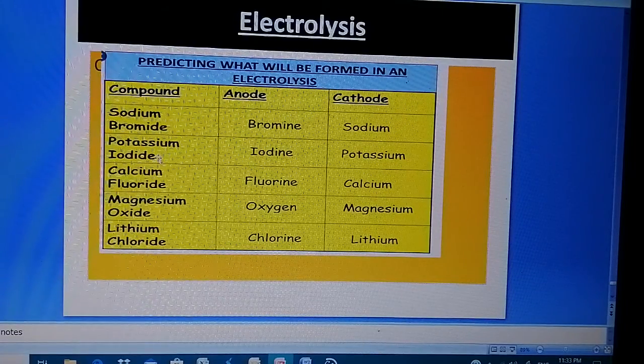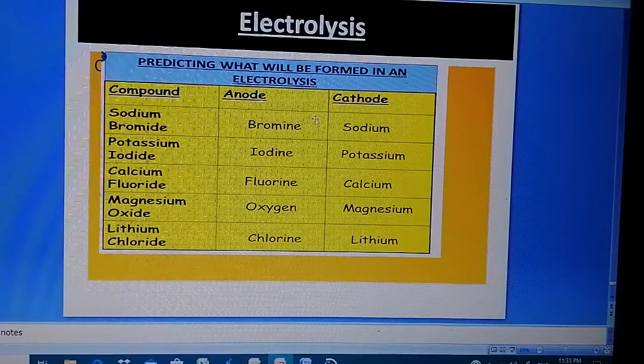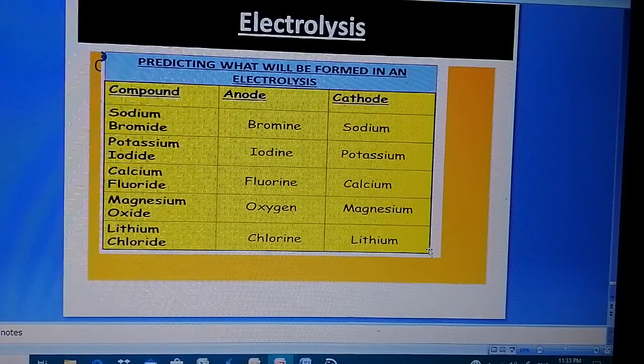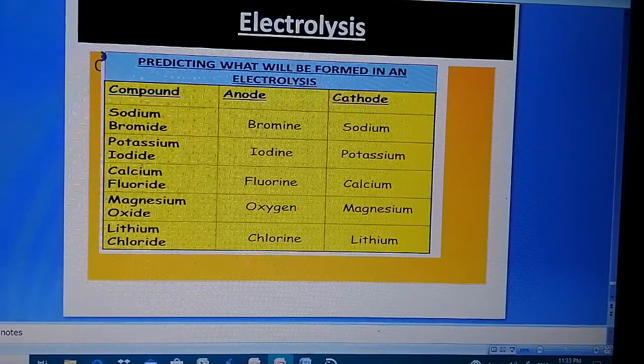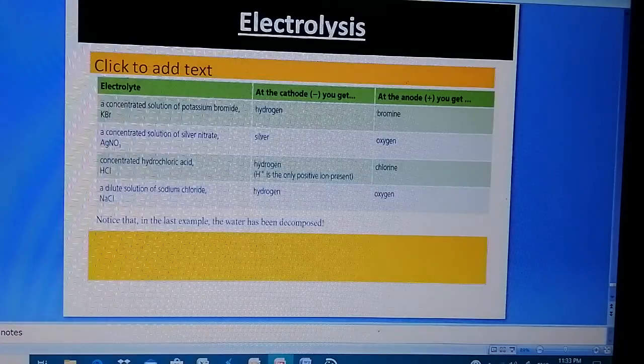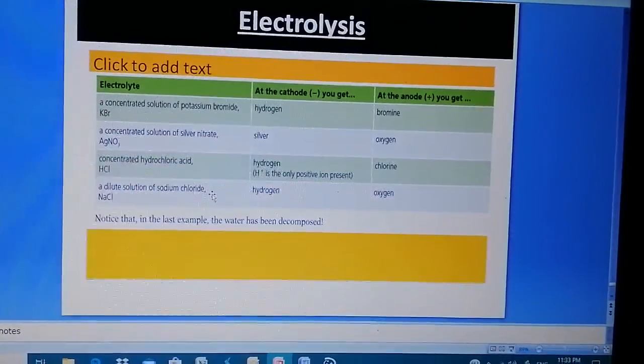If you see potassium iodide, potassium is the cation. Here we are taking molten solutions. In molten potassium iodide, potassium goes to cathode and iodine will be released at the anode. Calcium fluoride: calcium will be formed at cathode and fluorine at anode. Like that, magnesium oxide and lithium. So when molten compounds are electrolyzed, the cation will move to cathode and get deposited there, and the anions will move to anode.